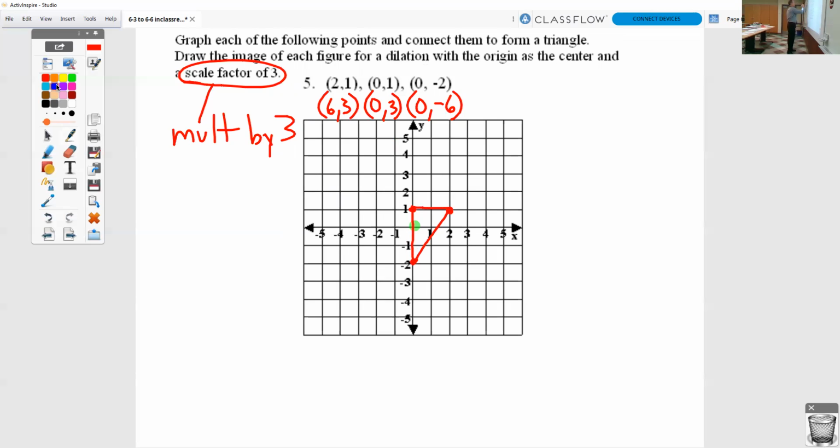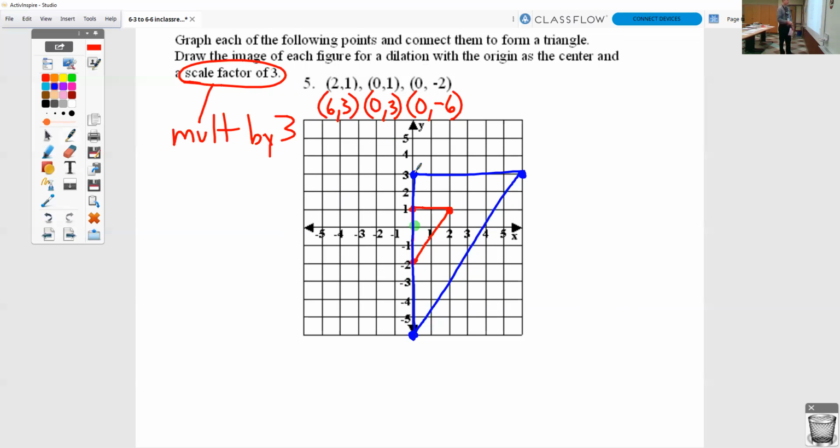Now we're going to graph our new triangle. Over to 6, up to 3. Over 0, up to 3. Over 0, down to -6. Connect the dots. Notice that our triangles overlap a little bit. That's okay, that will happen. It's the same sort of shape of the triangle, just one is bigger and one is smaller.